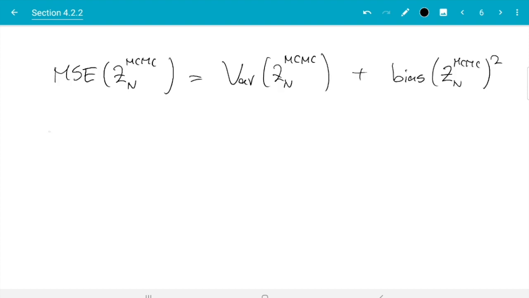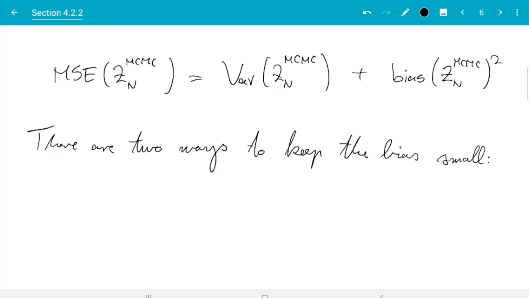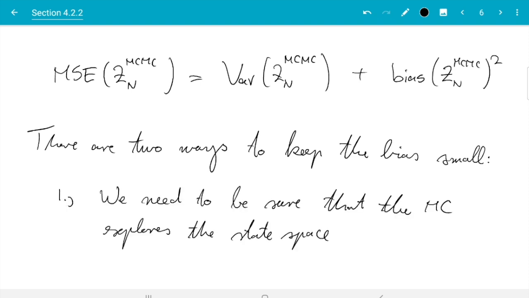So let me just write this. There are two ways to keep the bias small. One is we need to be sure that the Markov chain explores the state space fast enough. That is a matter of choosing good increments, for example, in the random walk Metropolis method. So we can do that.